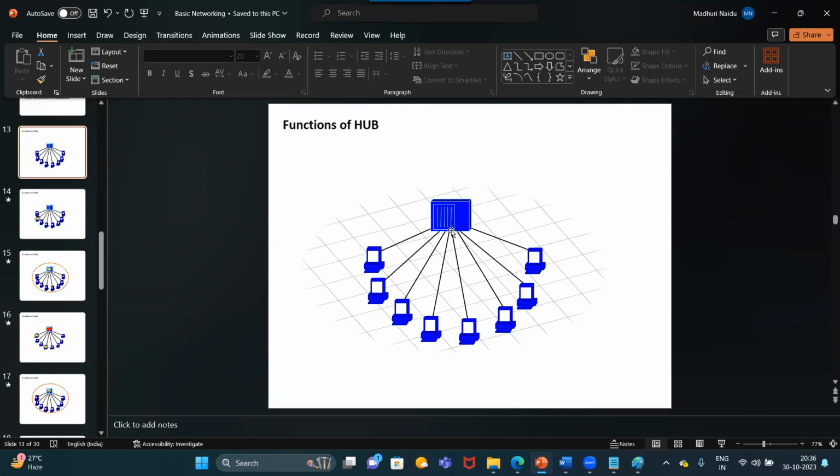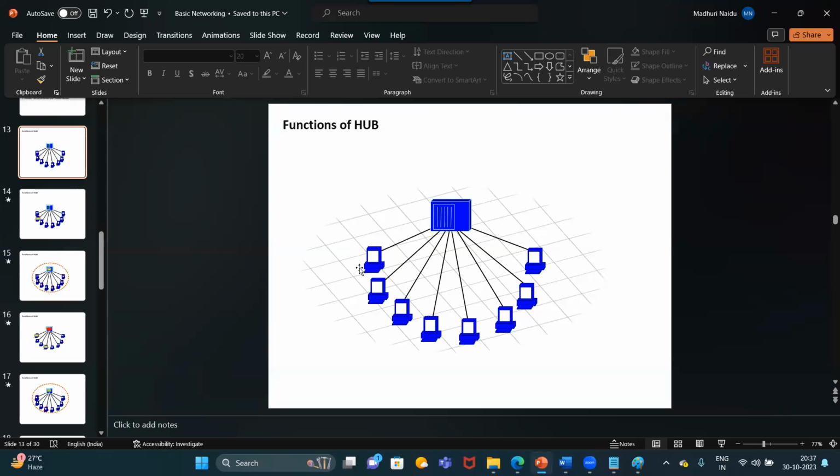Another disadvantage is it shares the bandwidth. Now here, you have 128 Mbps speed. If two PCs are there, it is 64 each, it shares the bandwidth. If 4 PCs are there, 32, 32, 32, 32. If 6 PCs are there, 16 each, or 8 each. It depends on the number of PCs you have. It shares the bandwidth. That is also a problem here.